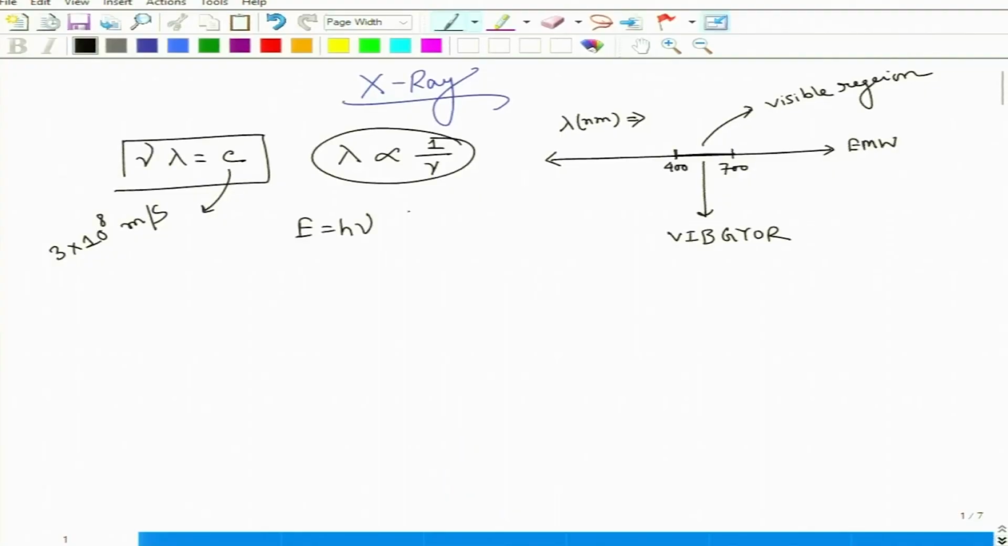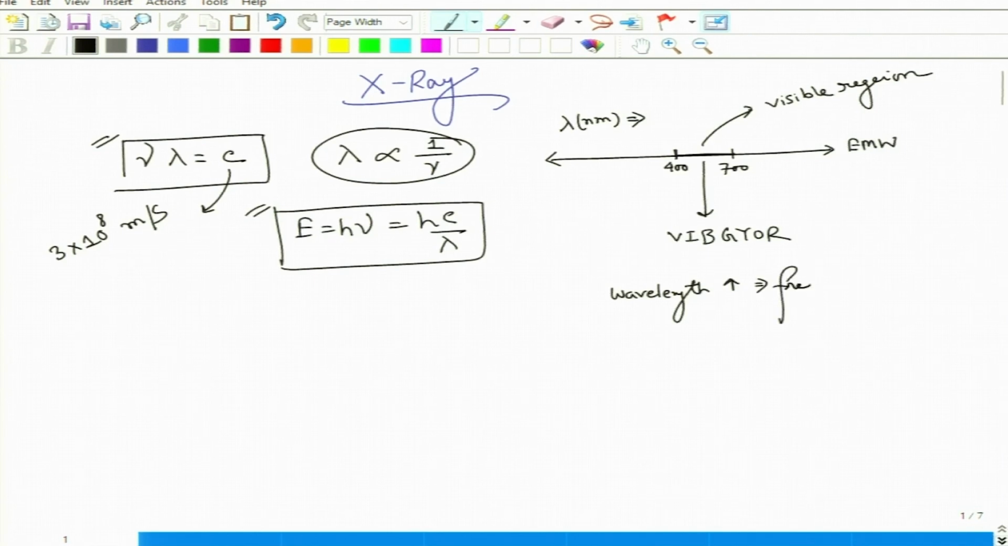So when lambda is increasing, we can say that nu, the frequency, is decreasing. And we know from Planck's hypothesis that E is proportional to nu, that means E equals h nu, so we can write it as hc by lambda. These two equations are well known. From here we can say that the energy of a photon of a particular wavelength is inversely proportional to that wavelength. That means if you increase the wavelength, the energy of that particular photon will decrease, and the frequency will also decrease. So it's clear, if wavelength increases, that essentially means that frequency will decrease.